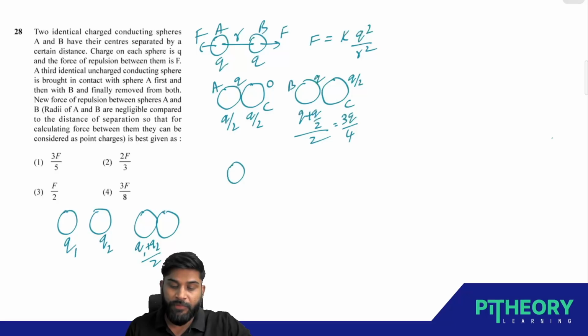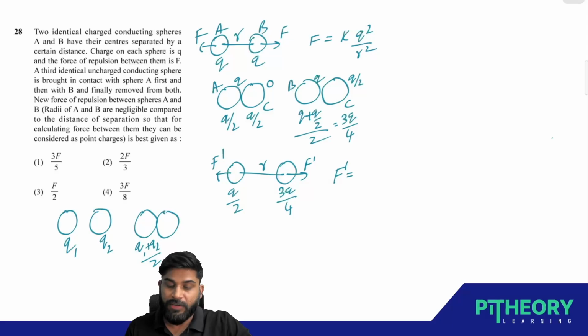So you have A and B now separated by the same distance R. This is Q by 2 and this is 3Q by 4. So they repel each other. You can find now the force of repulsion between them. These two forces will be equal and opposite. So the new force, how do you find? You can write F dash, equal to K into the two charges, Q by 2 into 3Q by 4, divided by R square.